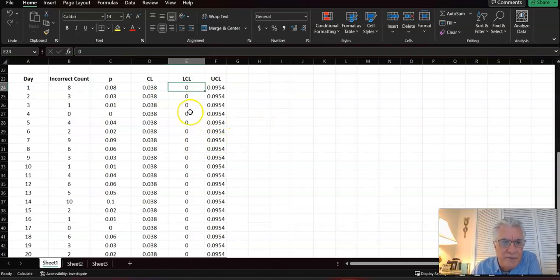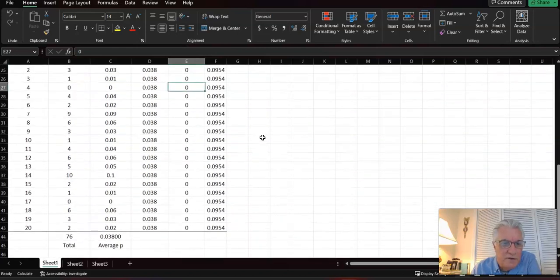Like I said, if it comes out to minus some small number, it still needs to be truncated, rounded off to 0, only because you can't have a probability that's negative. So you just put zeros in here, and the upper control limit is calculated as plus 3 sigma using the 0.038. One thing I'll tell you, though, is what I noticed when I did this myself from the exercise is that they rounded off to 0.04 here.